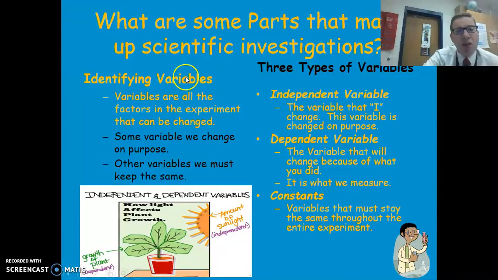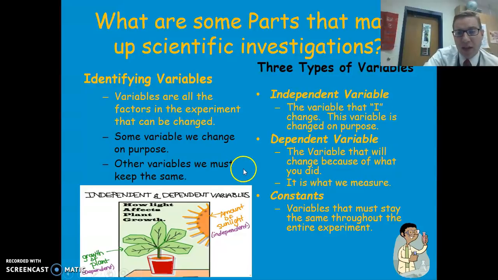Let's talk about some variables, because we briefly talked about this with the spinning top, spaghetti, and the bottle flipping. There are three main variables, and variables are just anything in the experiment or factors that can be changed. Some we change on purpose, and others we need to keep the same. So the independent variable is a variable I change. This is the variable you're going to change on purpose.